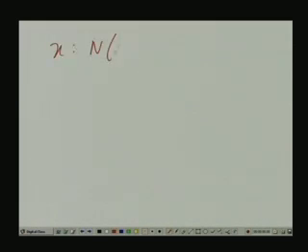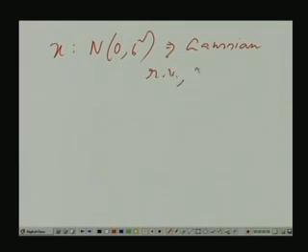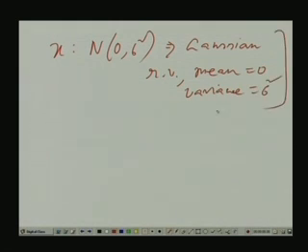X, the symbol means actually n for normal, which is same as Gaussian. This means Gaussian random variable, mean 0, variance sigma square. Okay. All right, and given that y is equal to a x square.